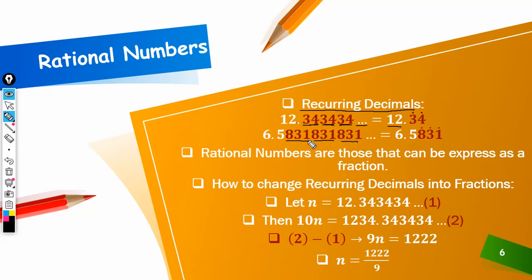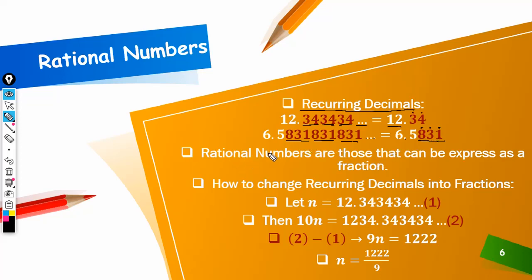6.531831. So this is repeated continuously until we don't know, forever. So you can write that like 6.5831 and put a point on the top of the repeated numbers. Jadi berikan titik di atas bilangan atau angka yang diulang.